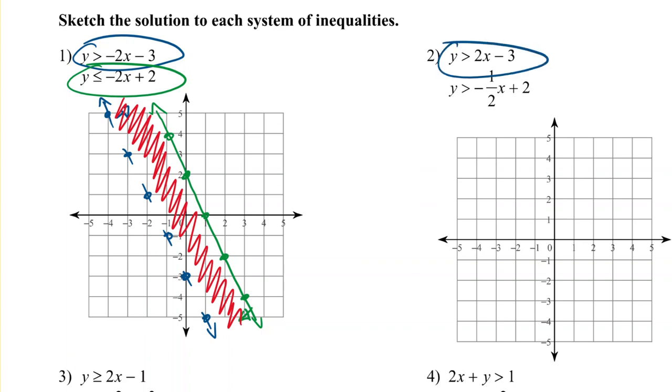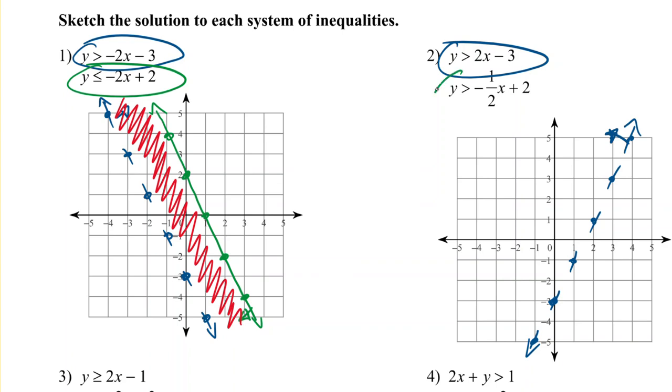Next one, the y-intercept is at negative 3. Slope is 2. Don't have the equal sign, so we'll do a dashed line. We're eating the y, so we'd shade on top, so I'd put a little arrow there to remind me that I'll shade the top of that line.